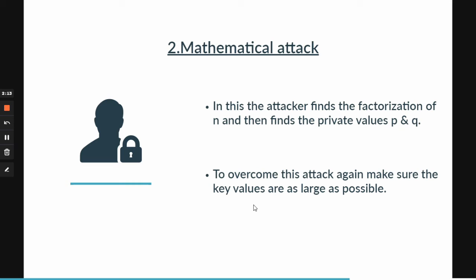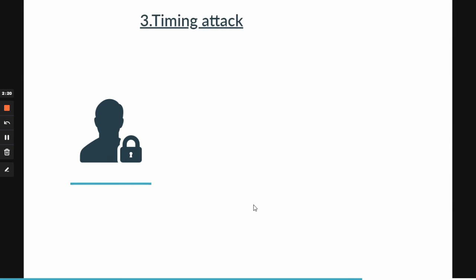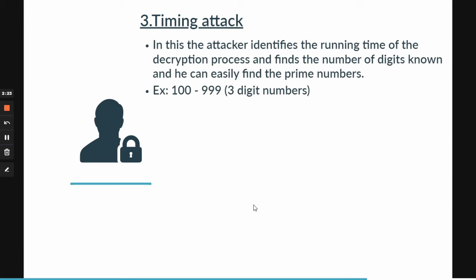Now let us see the third one, the timing attack. In this attack, the attacker will be sitting and sipping his coffee, and he'll measure the decryption process time. When the process of decryption is occurring, he can find out the number of digits from that decryption process. So that is what an attacker can do.